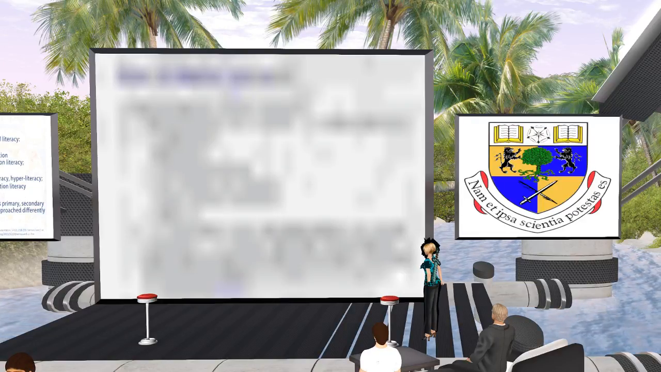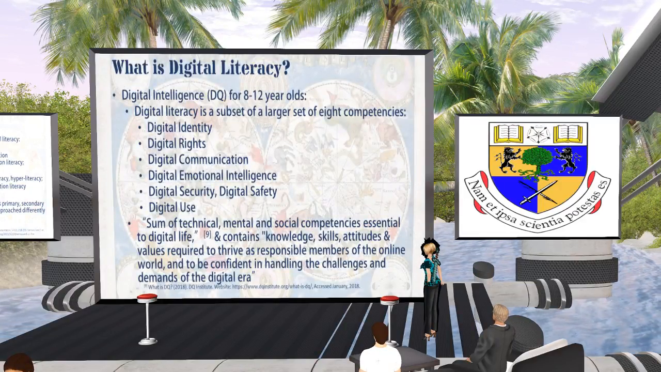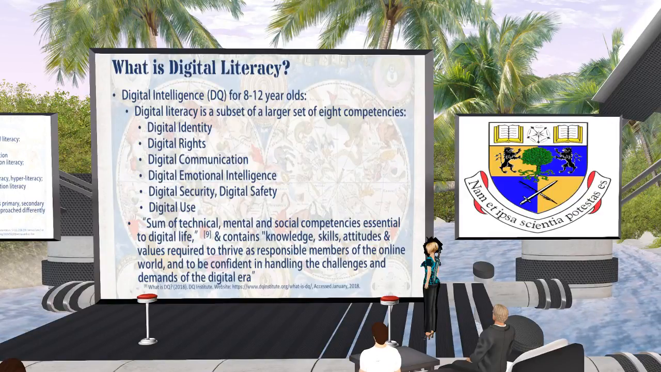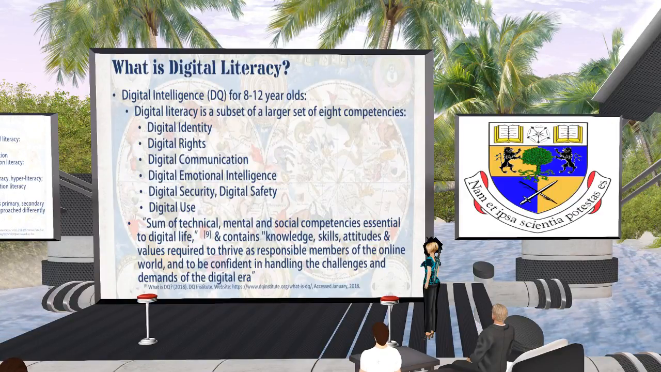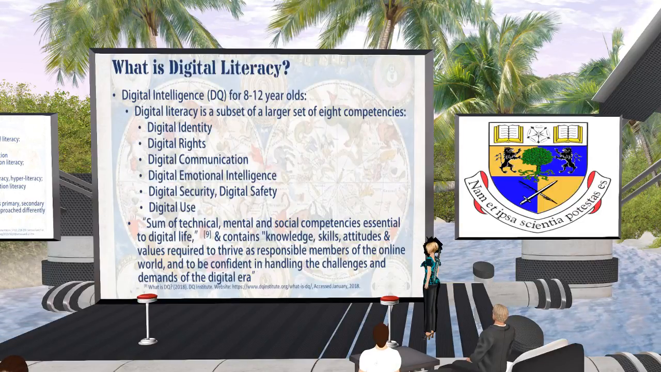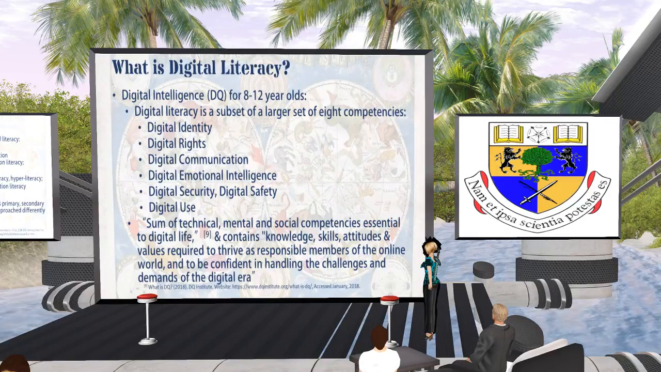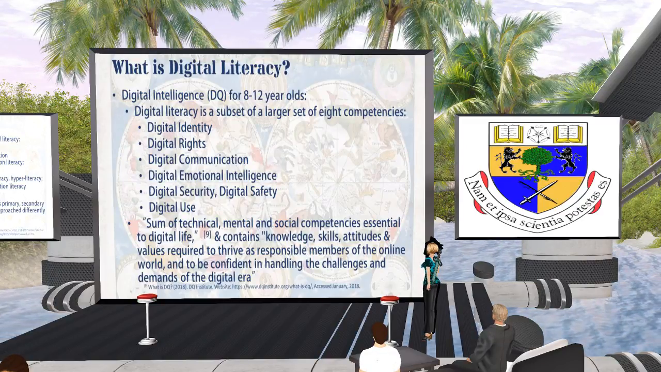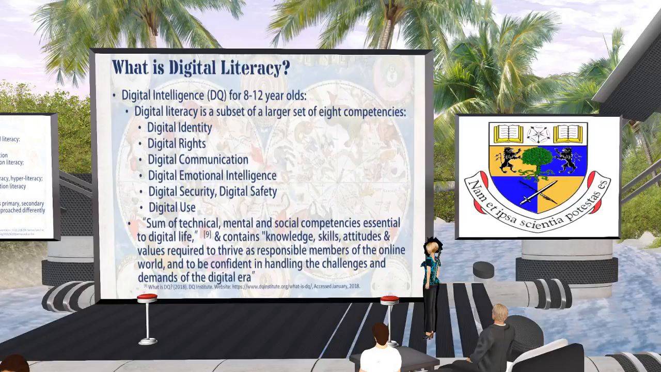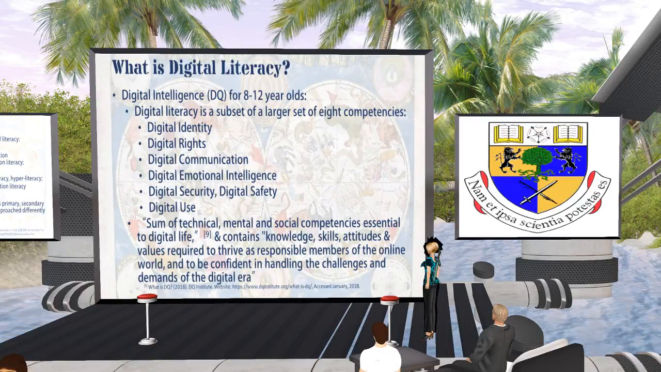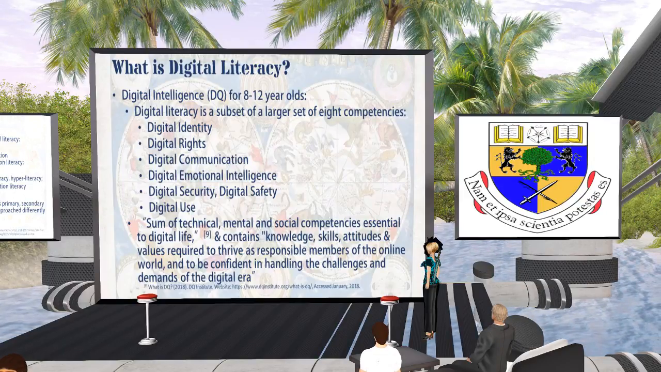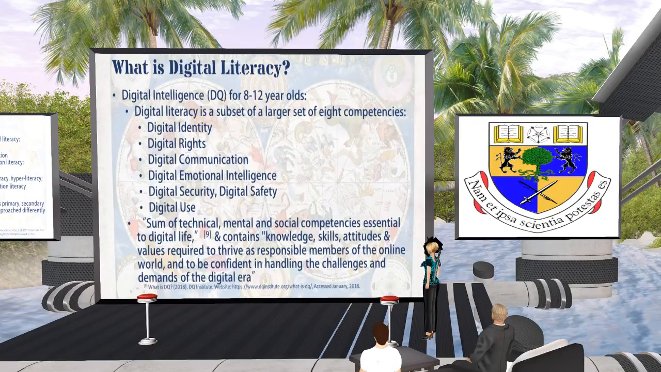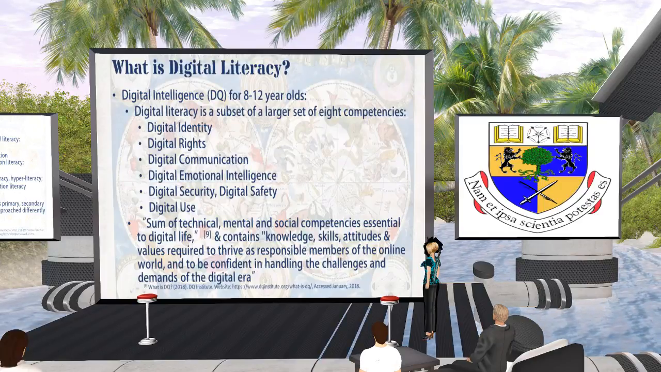Now here is a model called the Digital Intelligence, or DQ model, for the 8 to 12-year-old children category. This model sees digital literacy as a subset of a larger set of 8 competencies, including digital identity, digital rights, digital communication, digital emotional intelligence, digital security, digital safety, and digital use. DQ is the sum of technical, mental, and social competencies essential to digital life, and contains the knowledge, skills, attitudes, and values required to thrive as responsible members of the online world, and to be confident in handling the challenges and demands of the digital era.